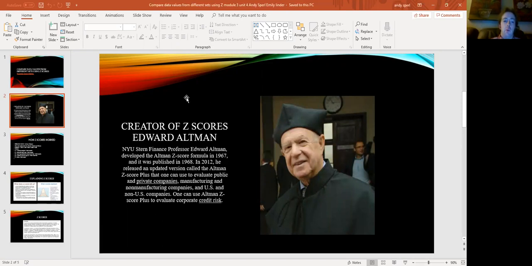In 2012, he released an updated version called the Altman z-score Plus that one can use to evaluate public and private companies, manufacturing and non-manufacturing companies, and U.S. and non-U.S. companies. One can use the Altman z-score Plus to evaluate corporate credit risks.